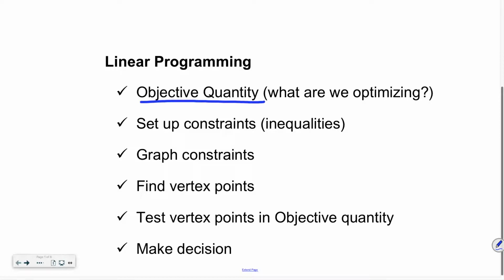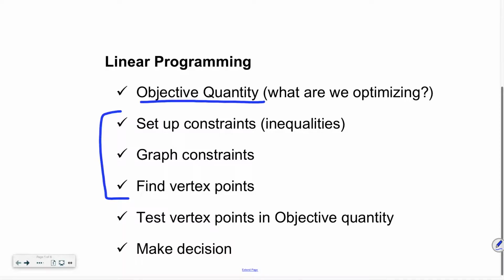All right? Now, just like last week, we're going to set up some inequalities. We're going to graph those inequalities. We're going to find the vertex points of those inequalities. This is all what we did last week. What we're going to do with those vertex points is then go back to our objective quantity, what we're trying to maximize or minimize, and we're going to plug those points in. Which one makes it the biggest, or which coordinate makes it the smallest? And then we can make a decision about maximum or minimum.